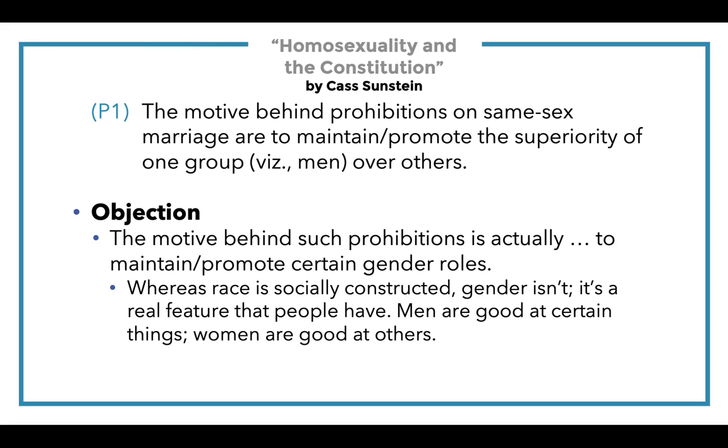Let's try and think about how this argument might go. One way you might say is that we're justified in maintaining or promoting certain gender roles because gender isn't socially constructed. Whereas race is socially constructed, we just create these categories out of nothing. Gender isn't a social construct, right? There's really a biological basis to it. It's a real feature that people have. Men, it turns out, might say, are good at certain things. Women are good at other things. They're not so good at the same things.